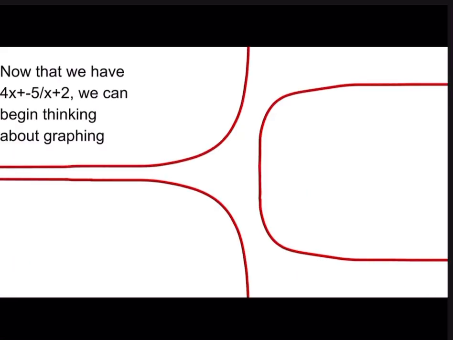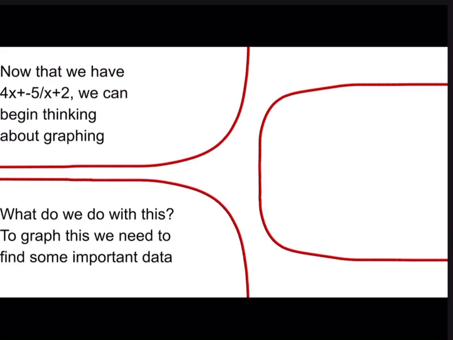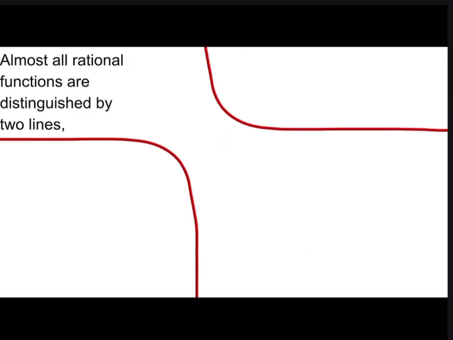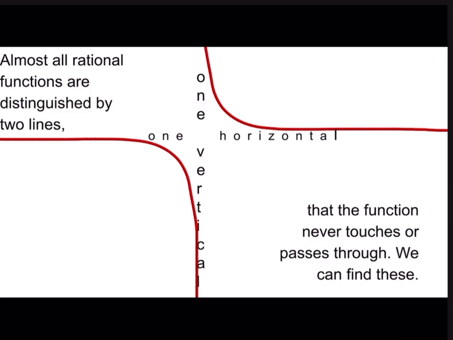Now that we have 4x plus 5 over x plus 2, we can begin thinking about graphing. What do we do with this? To graph, we need to find some important data. This is a rational function, a result of one function being divided by another. Almost all rational functions are distinguished by two lines, one vertical, one horizontal, that the function never passes or touches.